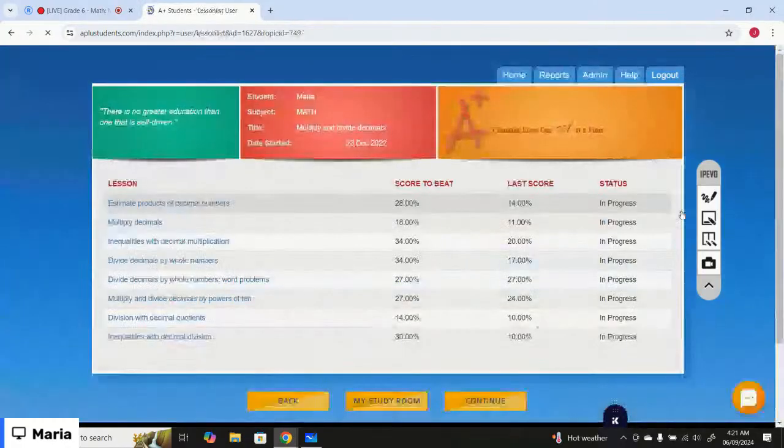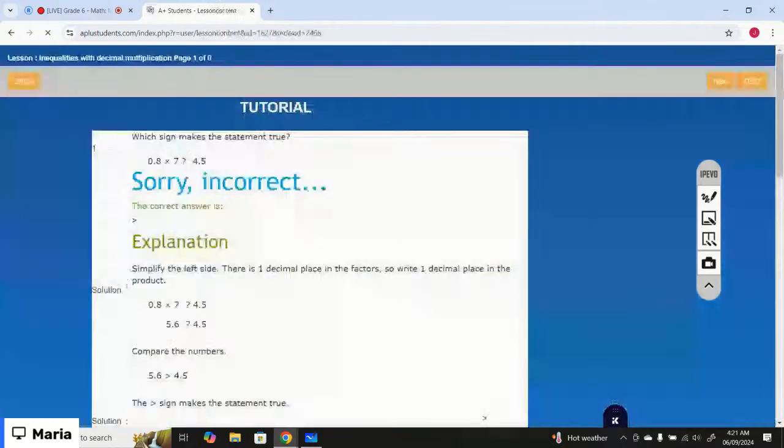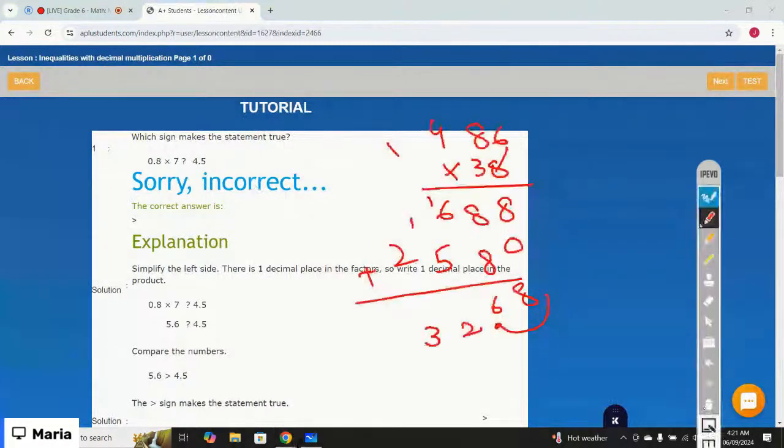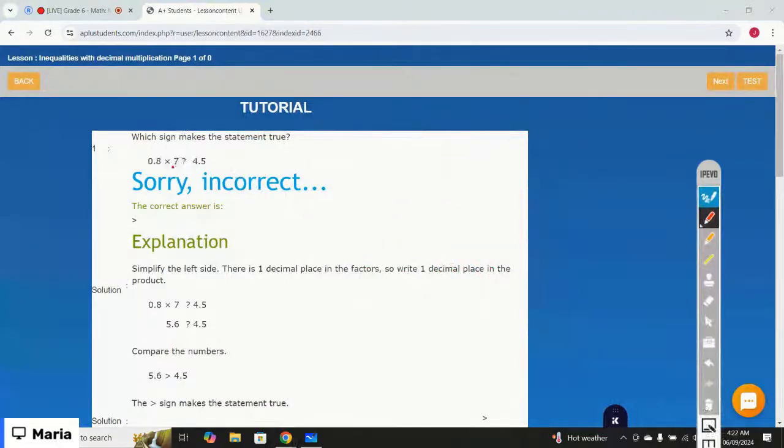The next lesson is inequalities with decimal multiplication. Which sign makes the statement true? You have to multiply 0.8 times 7, then compare it to 4.5, right? So 0.8 times 7 is 5.6, right? You have to compare 5.6 and 4.5. So 5.6 is greater than 4.5. The correct option is greater than.